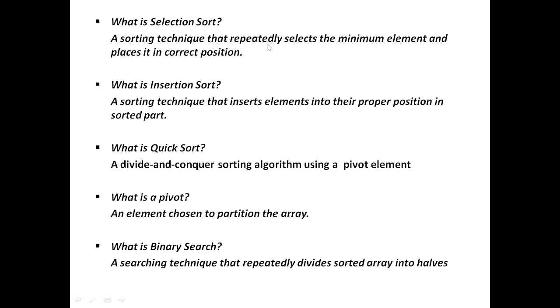What is selection sort? A sorting technique that repeatedly selects the minimal element and places it in the correct position is called selection sort. What is insertion sort? A sorting technique that inserts elements into their proper position in the sorted part is called insertion sort. What is quick sort? A divide and conquer sorting algorithm using a pivot element. What is a pivot element? An element chosen to partition the array is called the pivot. What is binary search? It is a searching technique that repeatedly divides a sorted array into halves.